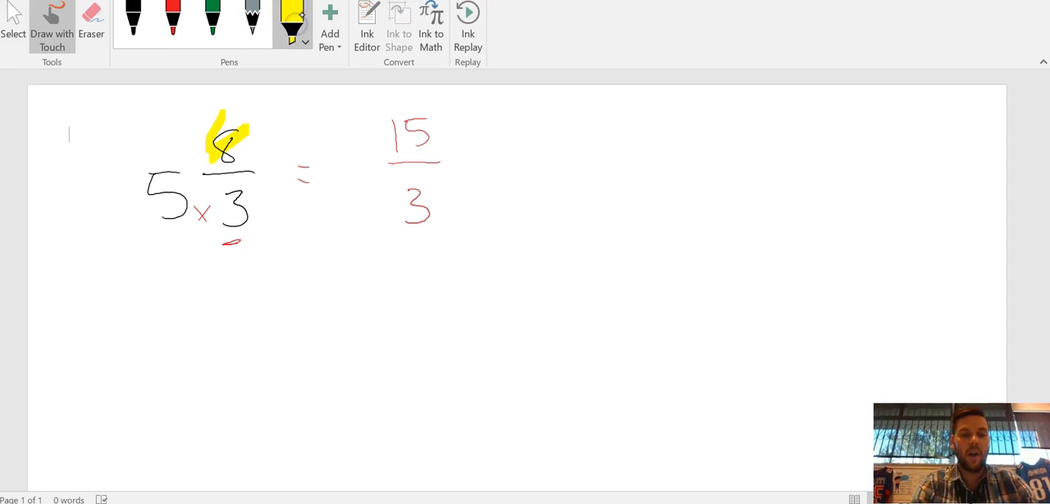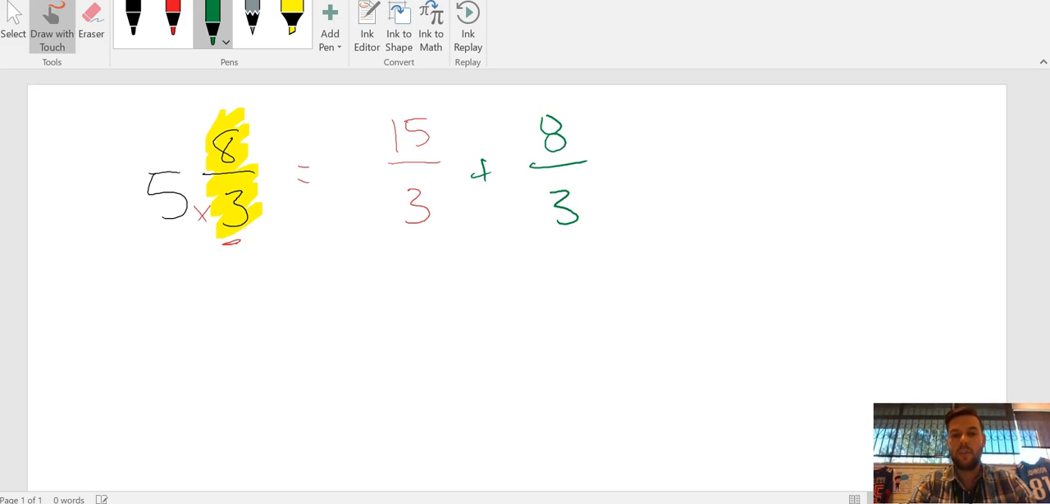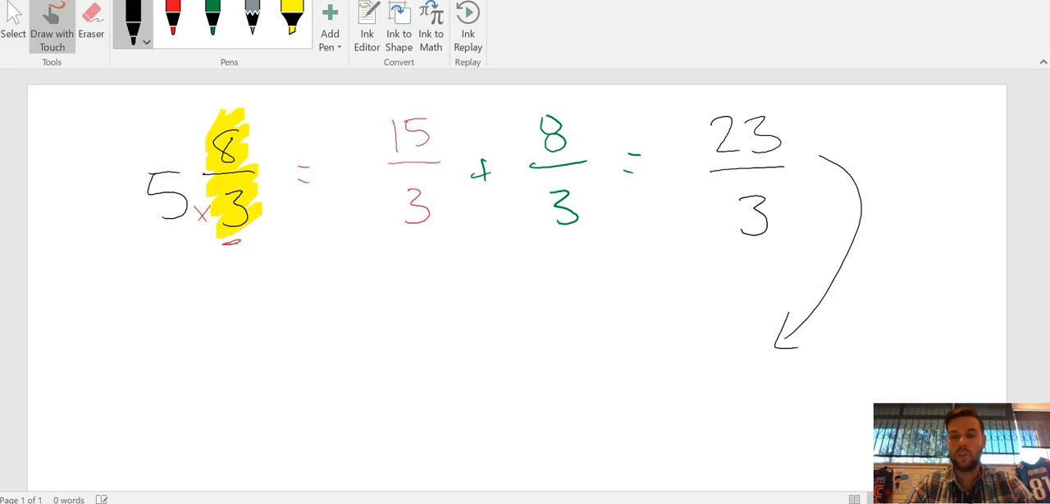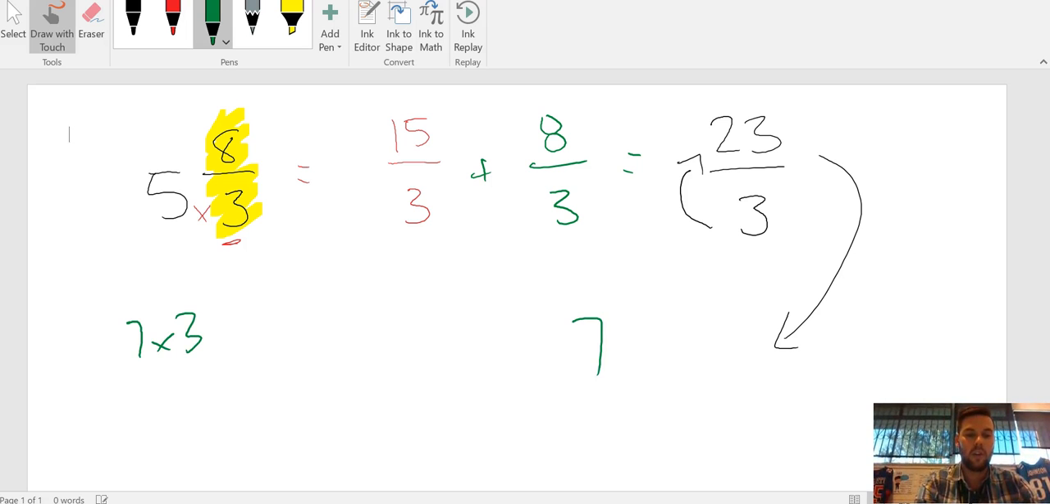Now, we've still got our 8 thirds left over. So now we must add that on. 15 over 3 plus 8 over 3 equals 23 over 3. Now, if we were to convert that into a mixed numeral, just to practice, how many times does 3 go into 23? Well, it goes 7 times, because 7 times 3 equals 21, which means we've got 2 left over, which would be 2/3. So 7 and 2/3 is actually the same as 5 and 8/3.